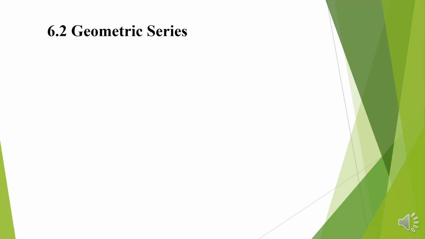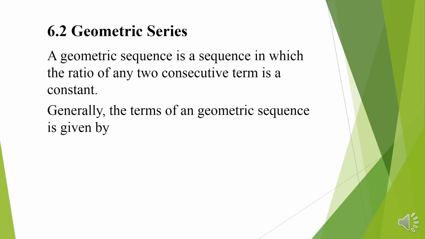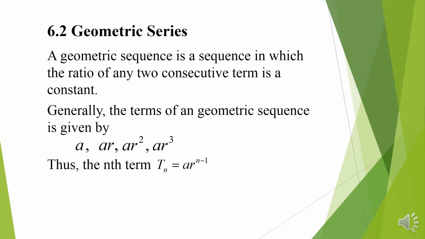So let's see the geometric series. A geometric sequence is a sequence in which the ratio of any two consecutive terms is a constant. Generally, the terms of a geometric sequence are given by a, ar, ar squared, ar cubed, and so on. Thus, the nth term of the geometric series is given by ar to the power of n minus 1, where a is the first term and r is the common ratio.